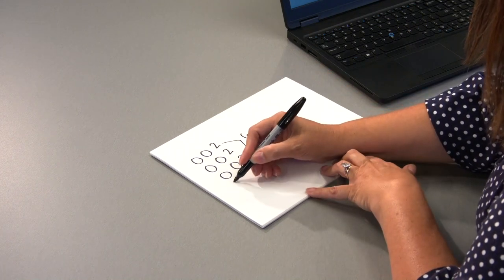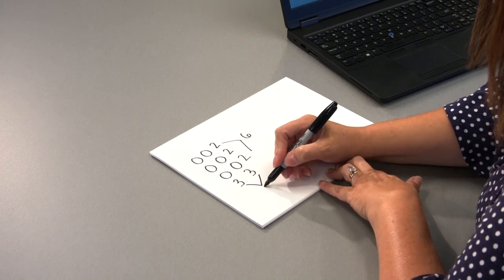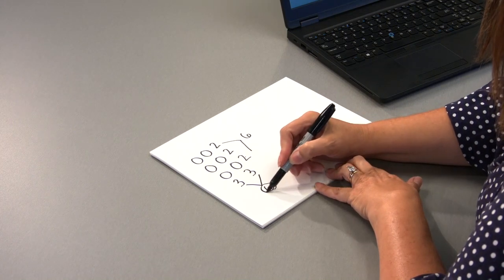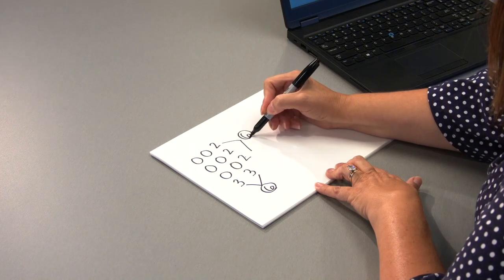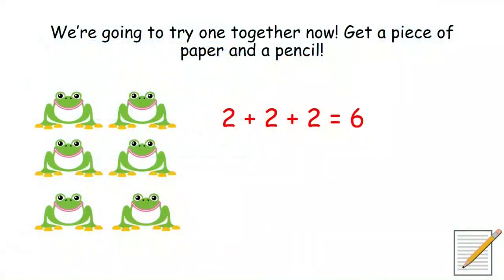Now we are going to add up our columns. The double fact 3 plus 3 equals 6. Again, you should see the same sum. Let's check our work together. 2 plus 2 plus 2 is equal to 6, or 3 plus 3 equals 6. So what do you notice, boys and girls? The number sentences are different, but your sums are the same when using arrays.